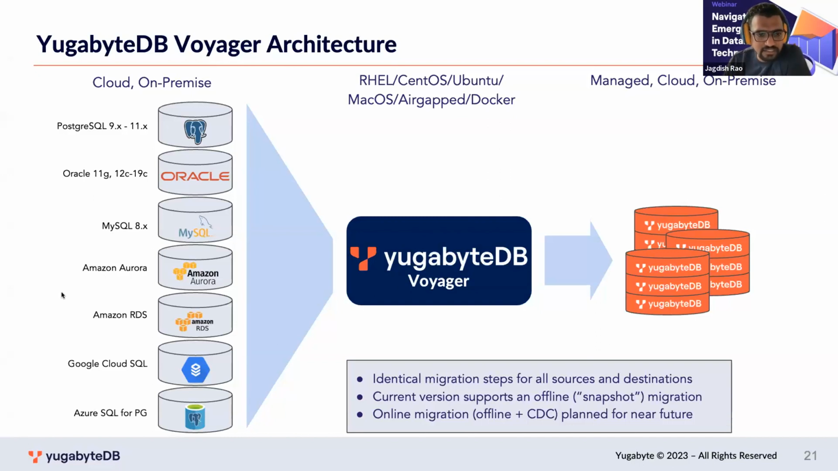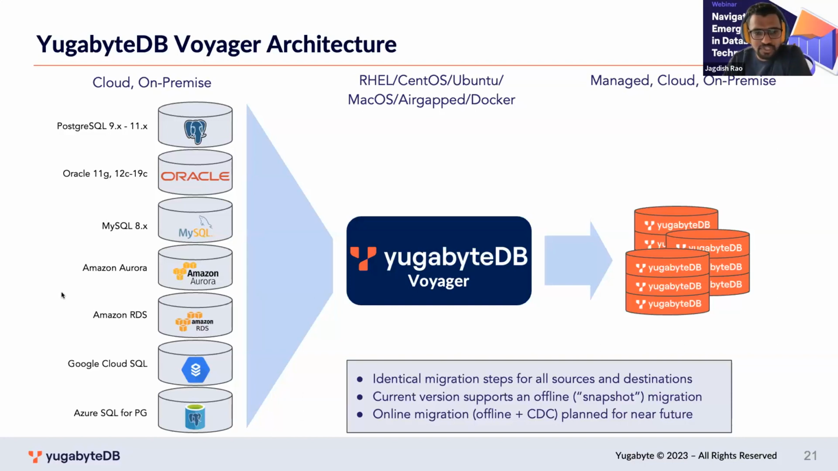The migration steps are identical for all sources. The source remains the same, and the target remains the same. There are absolutely no changes to the migration steps, irrespective of whether you are using Postgres, Azure SQL, or Amazon RDS.